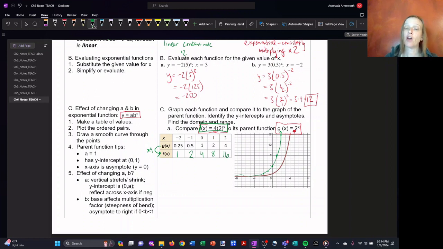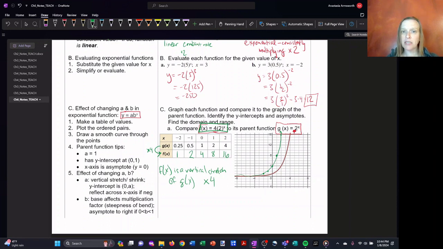But we have here a curve that's been stretched from the original parent function. This has created a vertical stretch. We've multiplied times 4 in the y direction. So f of x is a vertical stretch of g of x by a factor of 4. A vertical stretch times a factor of 4.